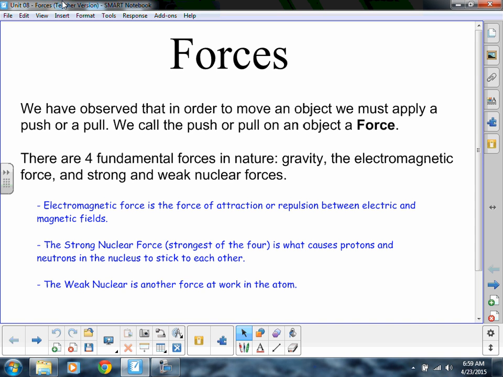And then we also had the strong nuclear and weak nuclear forces. The strong nuclear force, which is the strongest of the four natural forces, is what causes protons and neutrons in the nucleus to stick to each other. We talked about that earlier this year when we talked about the atom. We have these subatomic particles, the protons and neutrons, that are in the nucleus, and something has to be holding them together, and that something is the strong nuclear force. And then there's also the weak nuclear force, which is involved in some complicated stuff that we're not going to spend time talking about.